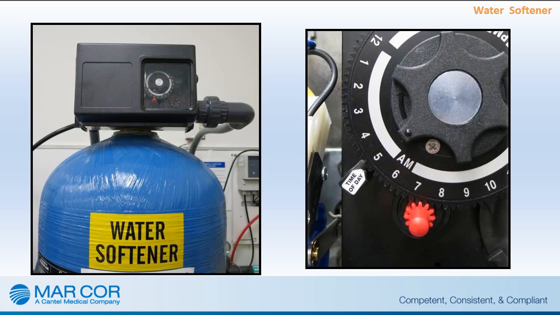5. Using the sample port directly after the water softener, test and record the water hardness at the beginning and end of each treatment day. Results should be 1 grain per gallon or less, or as specified by clinic management. Notify appropriate personnel if hardness test is greater than 1 grain per gallon.